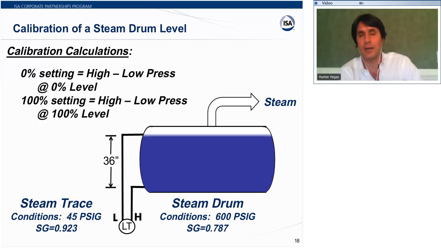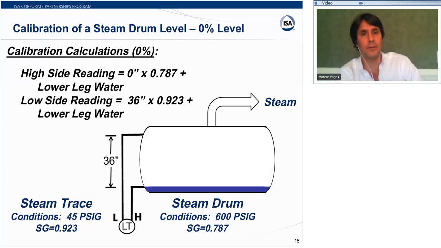In order to calibrate or figure out the 0% setting, 0 level setting, or 4 milliamp point, we need to figure out what the high tap is seeing minus what the low tap is seeing, and that will be our calibration. Same for the 100% level setting. We need to check the high, subtract off the low, and then get our reading. And so we'll start with the low. And we have 0 level. We have nothing in the drum.